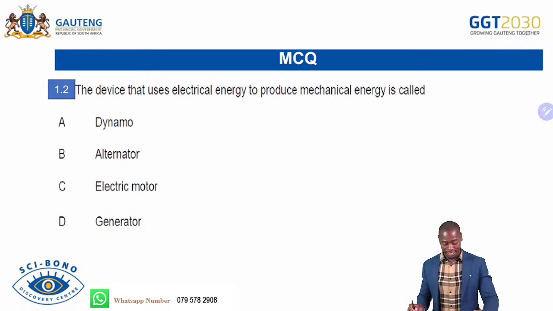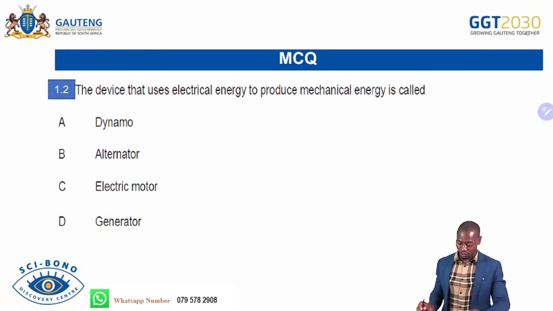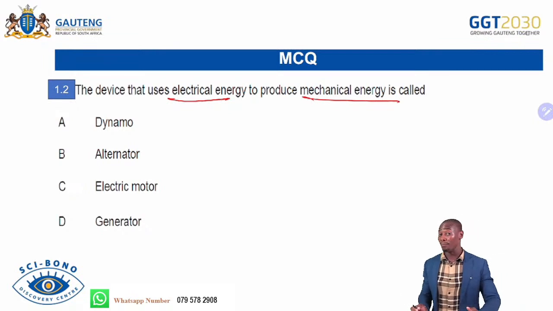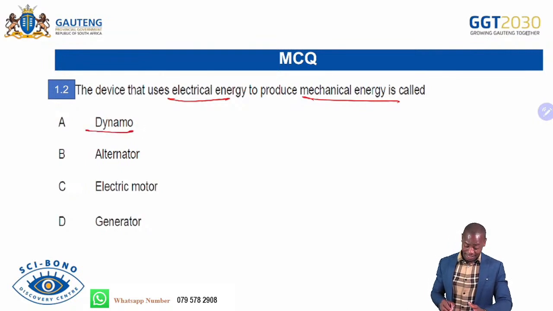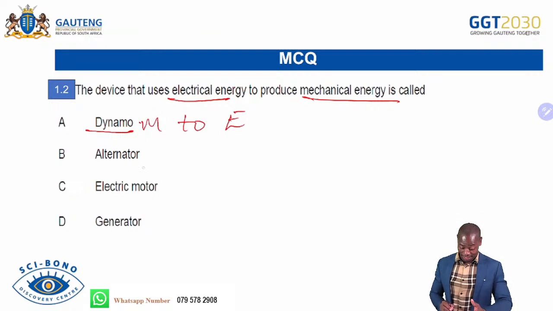Then the device that uses electrical energy to produce mechanical energy. So electrical to mechanical. This one we know should be a motor. A motor converts electrical energy to mechanical energy. A dynamo is a generator, so it's one used of an AC generator. This one converts mechanical to electrical. An alternator, right? That is an AC generator.